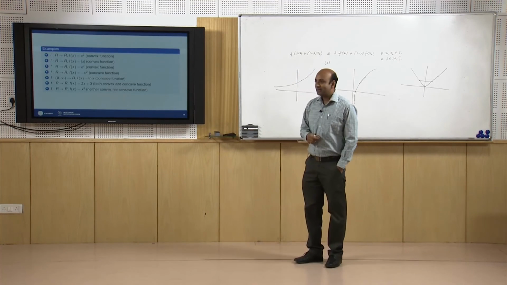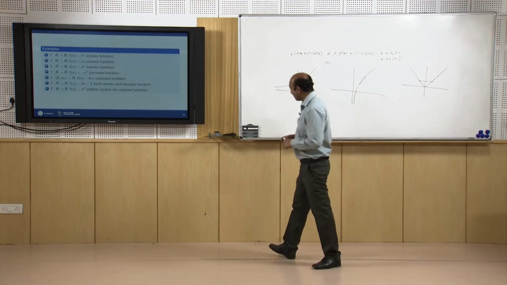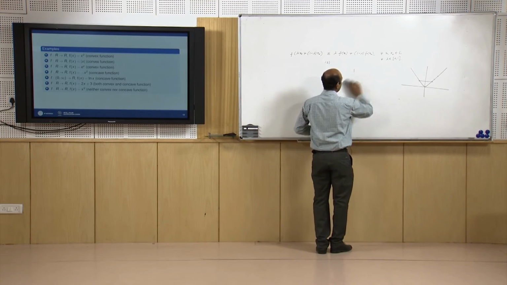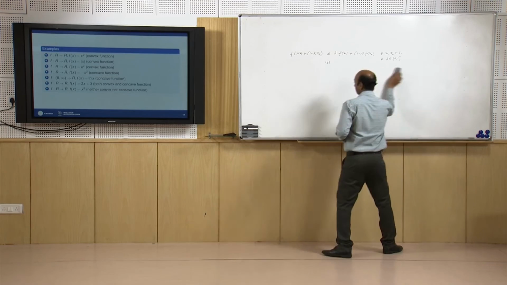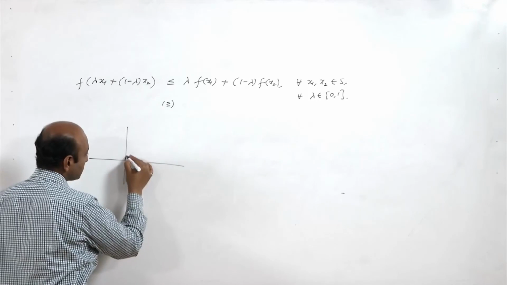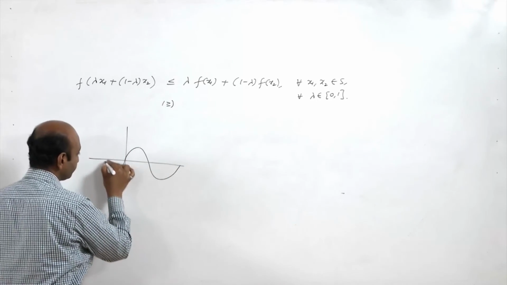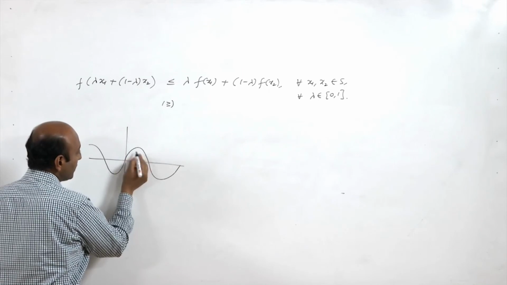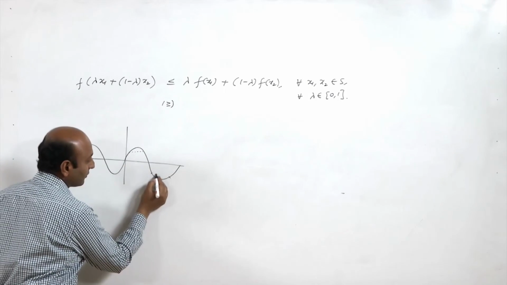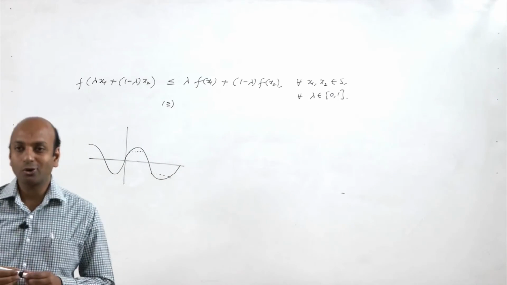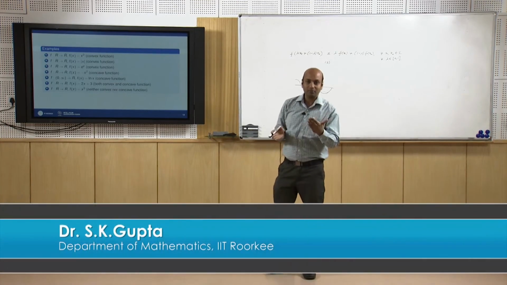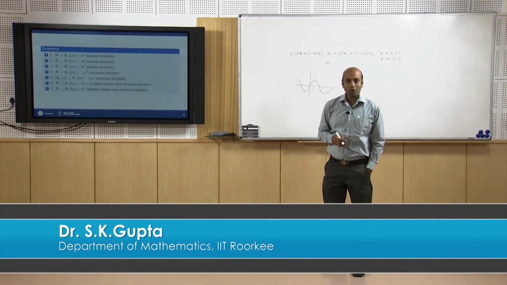And the function x cube is neither convex nor concave. That we can visualize geometrically also. Suppose you have sin x. Sin x is something like this. Now when you take 2 points here, the chord joining these 2 points lies below the curve, and here it is above the curve. So it is neither convex nor concave because in some portion the chord is below the curve and in some portion the chord is above the curve. So such functions are neither convex nor concave.